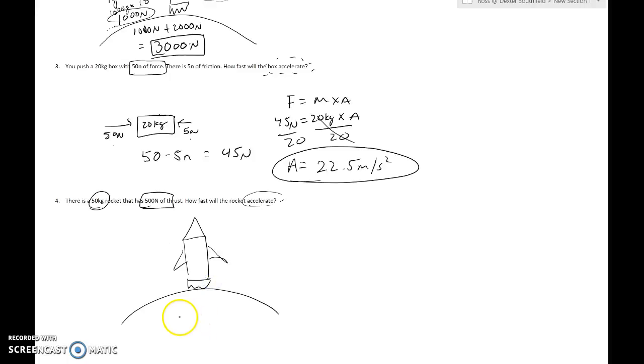Flame, of course, 500 newtons of thrust is what we are starting off with. That's the total amount of force that the rocket can produce. It's a 50 kg rocket. If it's a 50 kilogram rocket, we can easily calculate F of g, because that'll be 50 kg times 10 meters per second squared to account for gravity. Force of gravity, therefore, will equal 500 newtons.